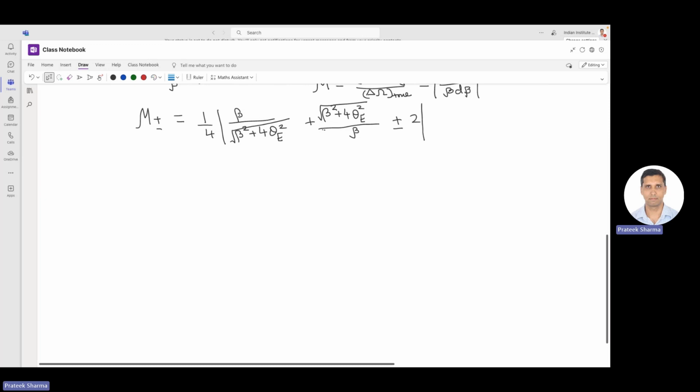If your beta is much bigger than theta e, this becomes 1, this becomes 1, so it will become 2 plus minus 2 by 4, right? So it will give magnification of 1 and 0. This is what you expect. You see almost the same flux of one of the images, because then it's the same thing essentially. And the other one, there is essentially no image. Okay.